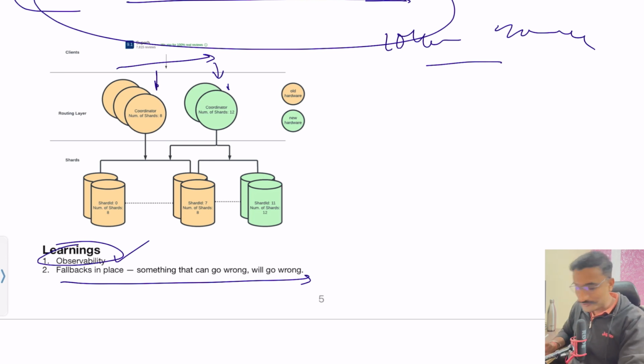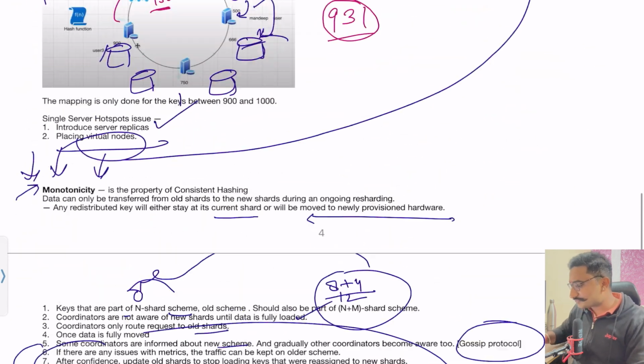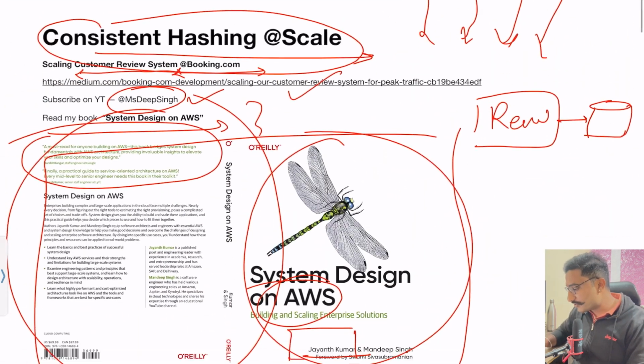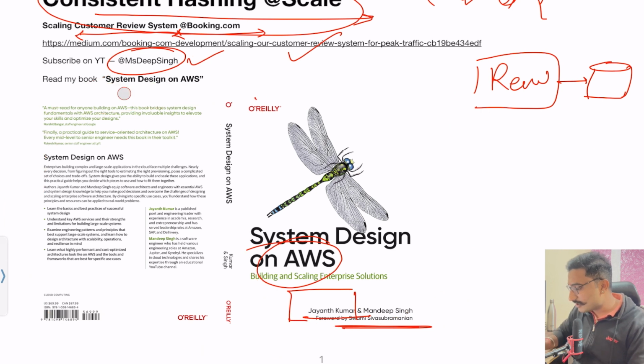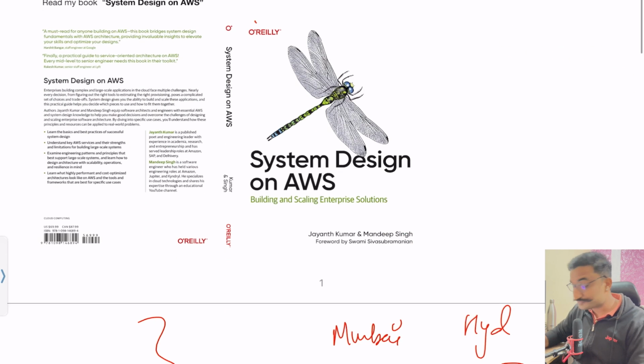If something goes wrong, you have observability, and you have fallbacks in place so that you can handle those issues. Because if something can go wrong, it will go wrong. This is the famous quote from the Amazon design docs. So you always have to ensure you have fallbacks in place to handle failures in your system. So this is all about today's video. I hope you understood what consistent hashing is and how it was used by Booking.com architectures to scale their review system.